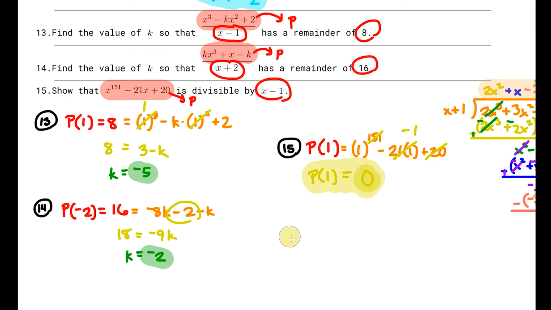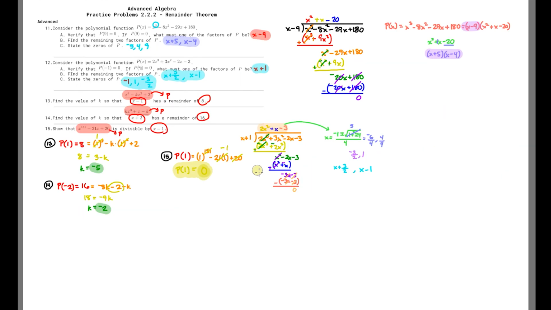Now, if you wanted, you can do long division. It would take you a long time to do that because you're dividing by x minus 1 so many times because it's x to the 151st power. But you can kind of see the shortcut by doing remainder theorem, just plugging in the 1 and seeing that p of 1 is equal to 0. It shows that x minus 1 is a factor. So that's basically remainder theorem taught using 5 example problems.